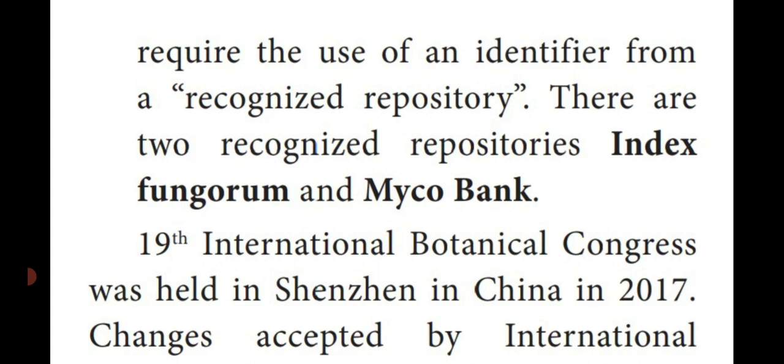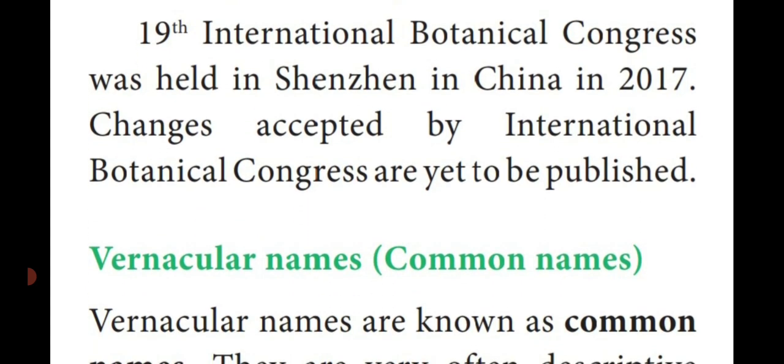These rules and regulations were framed based on the 18th International Botanical Congress held in 2011, Melbourne, Australia. This is an important 1-mark question, and also the rules and regulations of the Melbourne International Botanical Congress is an important 3-mark question. The next International Botanical Congress was held in Shenzhen in China in 2017. This is said to be the 19th International Botanical Congress. The changes accepted by the International Botanical Congress are yet to be published.